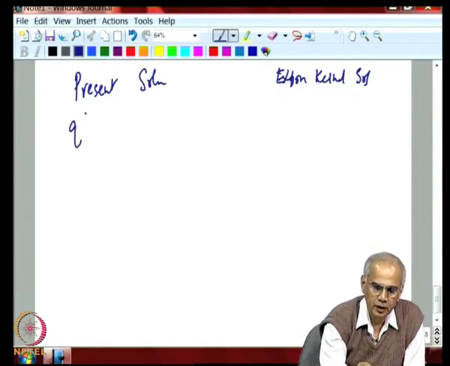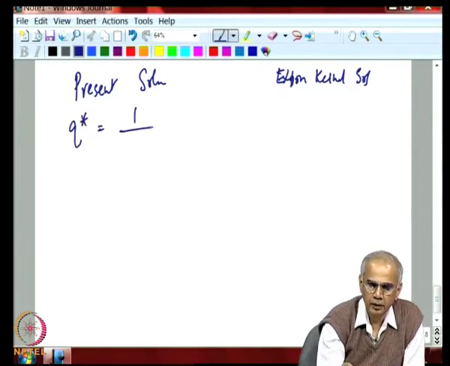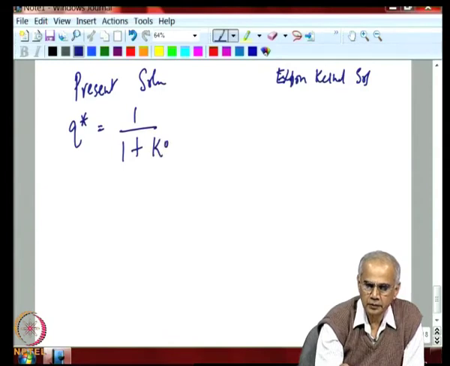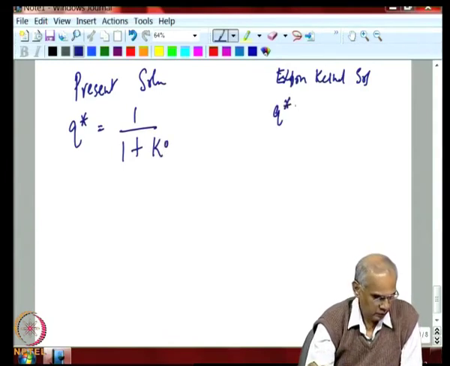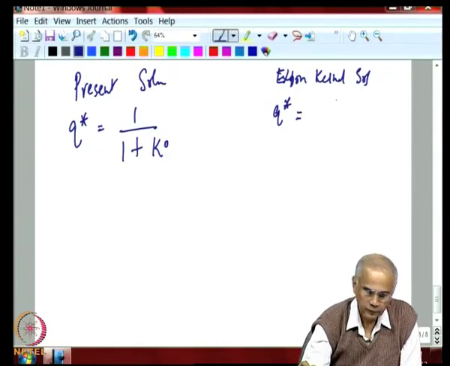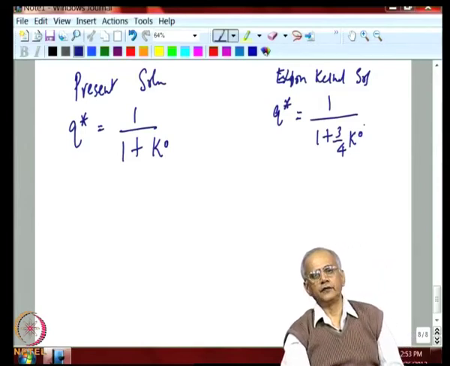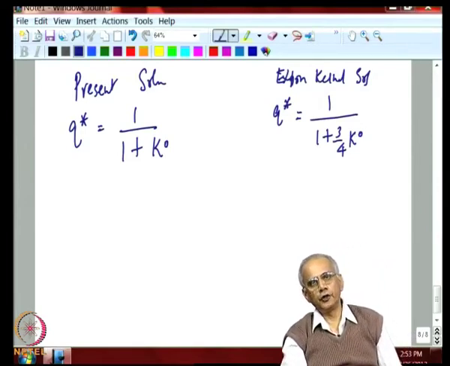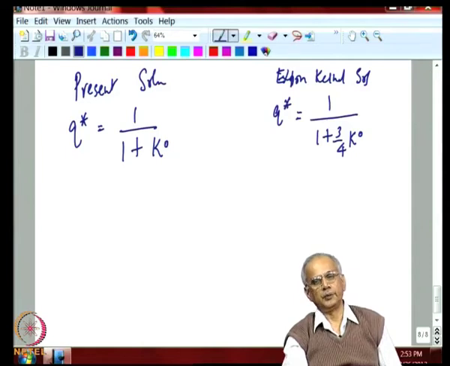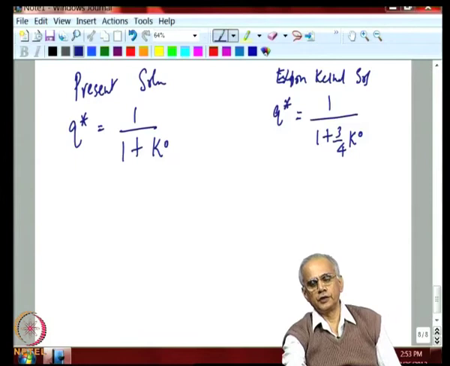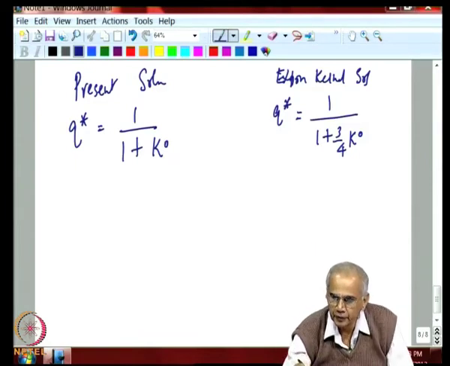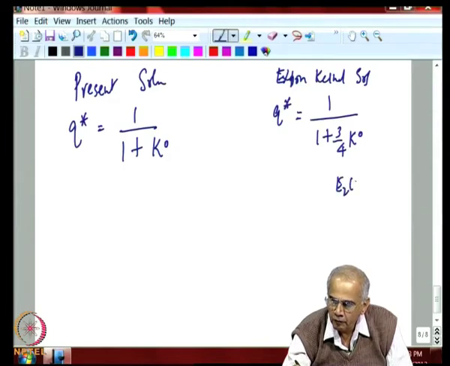It said Q star here is 1 by 1 plus kappa 0. Here we got Q star is 1 by 1 plus 3/4 kappa 0. Okay. So, the slight difference in the coefficient, and if you recall our discussion of the kernel approximation, we said that this coefficient very much is sensitive to the approximation we made for E2 of x.